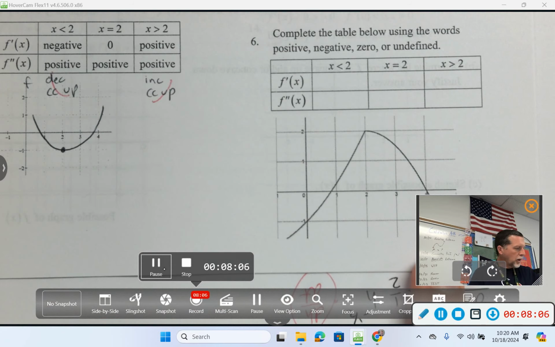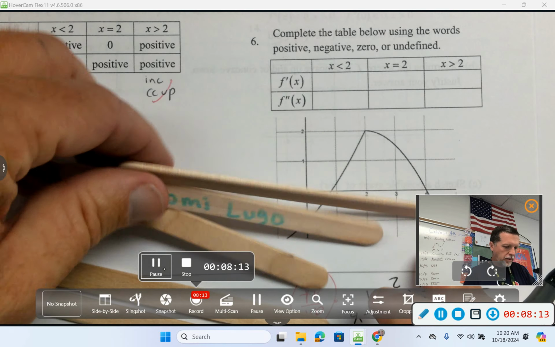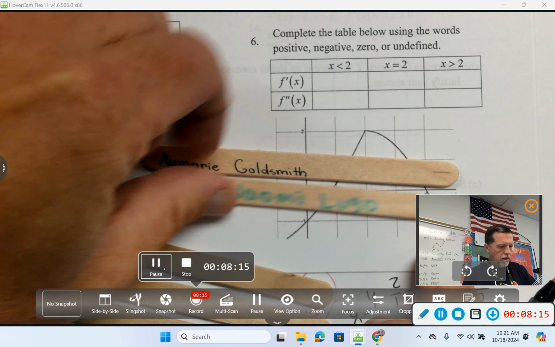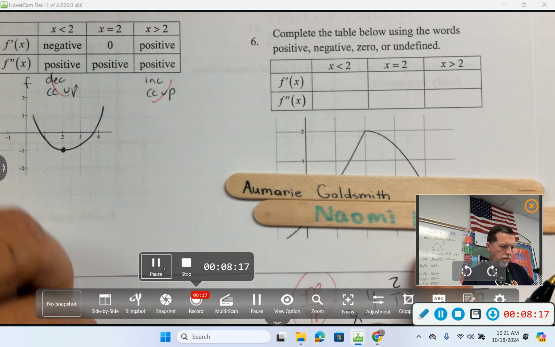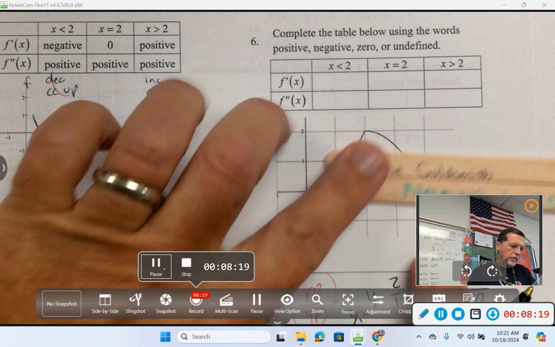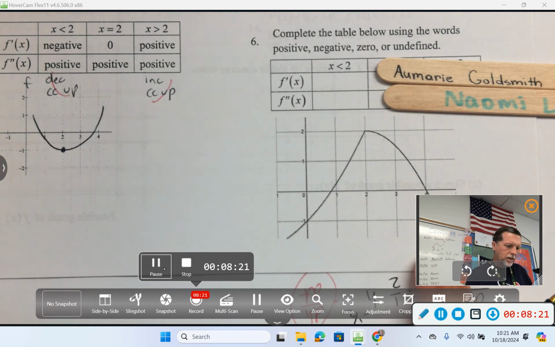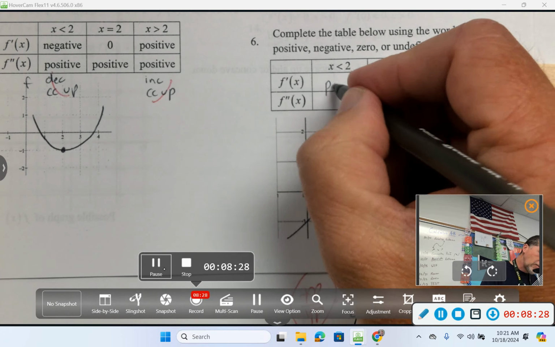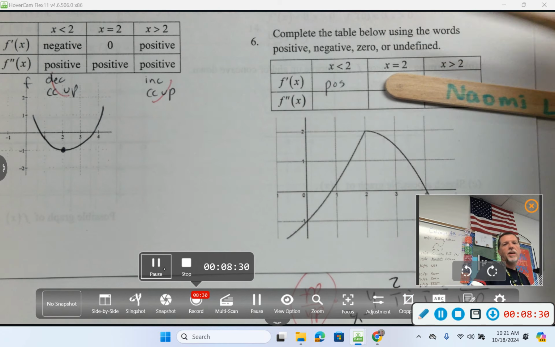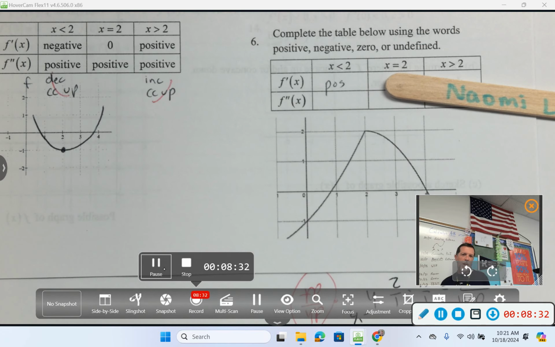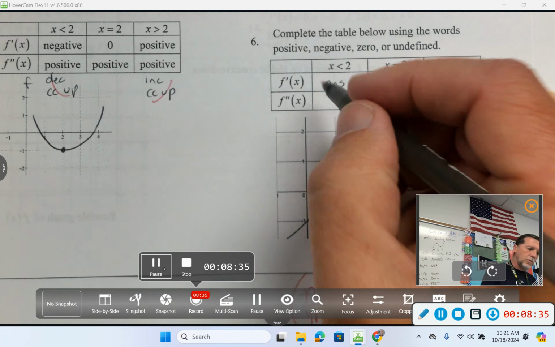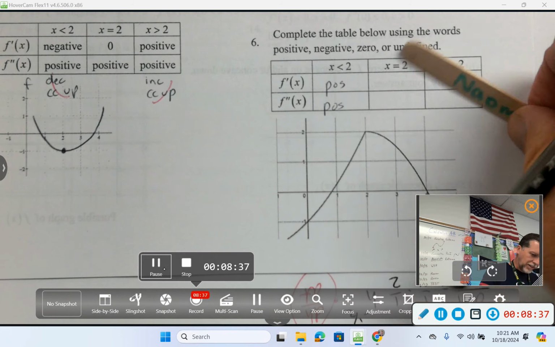And then let's pick on people for our table here. Oh, we got plenty of time. We're good. Okay, so Marie, when x is less than 2, what is f prime? Positive, because f is increasing, so f prime is positive. Naomi, how about f double prime when x is less than 2? Positive. Why is it positive? It's concave up. Because f is concave up.